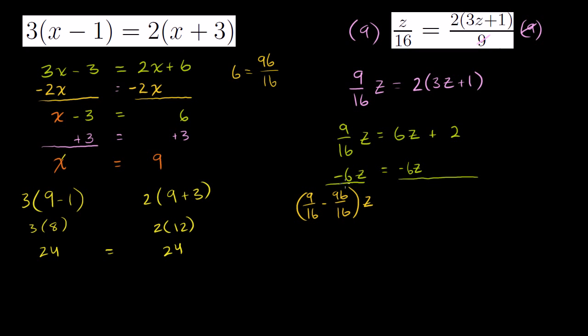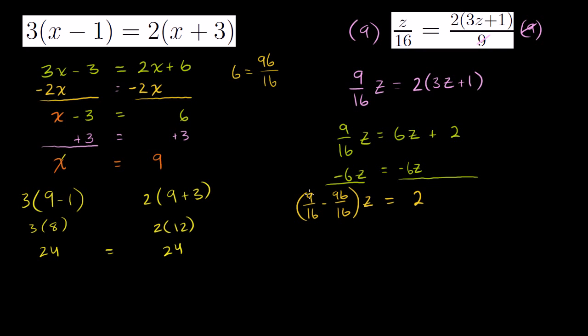This is just 6. I just rewrote minus 6 here, is equal to, these two cancel out. That's why I subtracted 6z in the first place. So it's going to equal 2. So what does this equal right over here? Let me do it in orange. 9 minus 96.